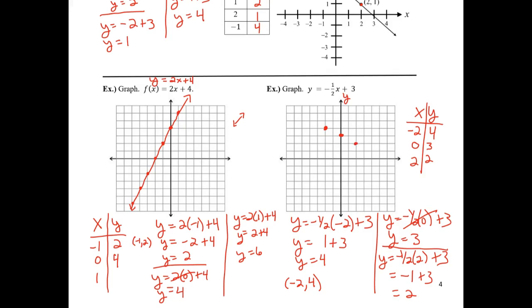And if I did it right, it should be a straight line. Looks like it is. It's going to continue on. Again, those are not the only points you could have found. There are infinitely many on the line.